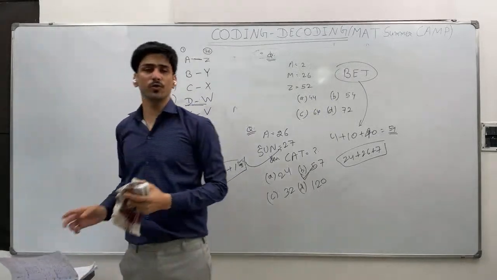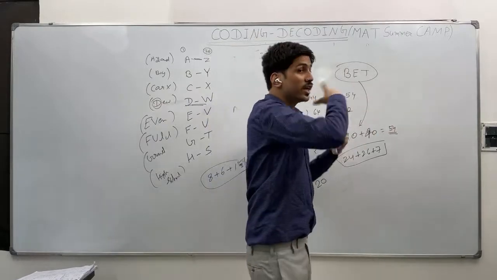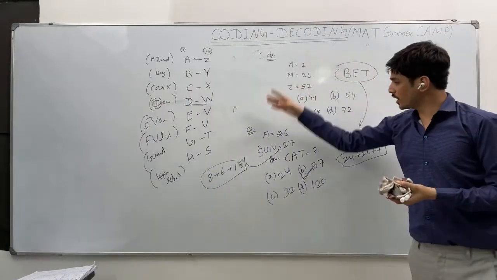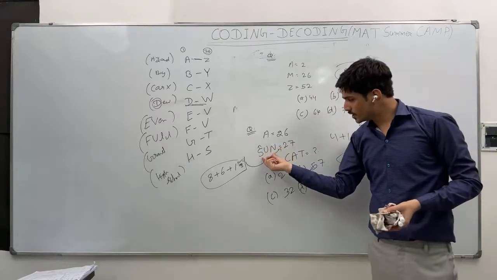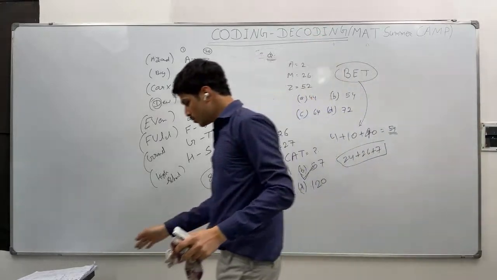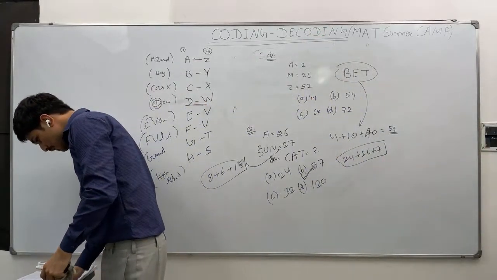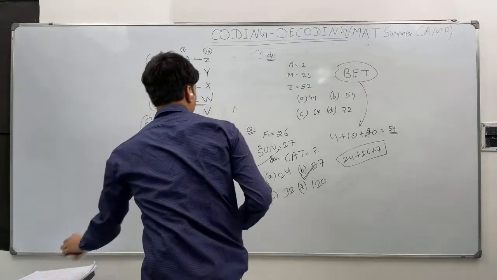So now we'll raise the difficulty level. Hopefully you are comfortable, right? Basic idea you can get, like what rank they are giving and how they are asking the question. When a combined word is given, it means they are adding the ranks of all the letters, right? Let's move to the next question. Let's say you are able to do this or not.